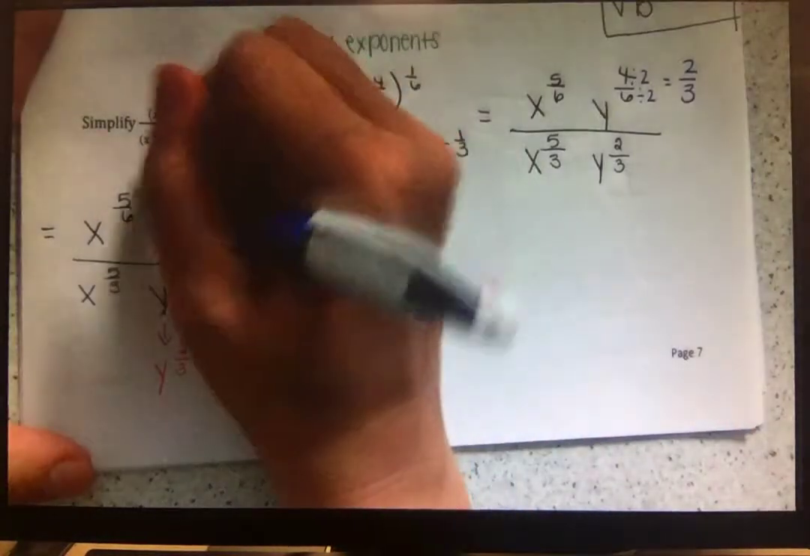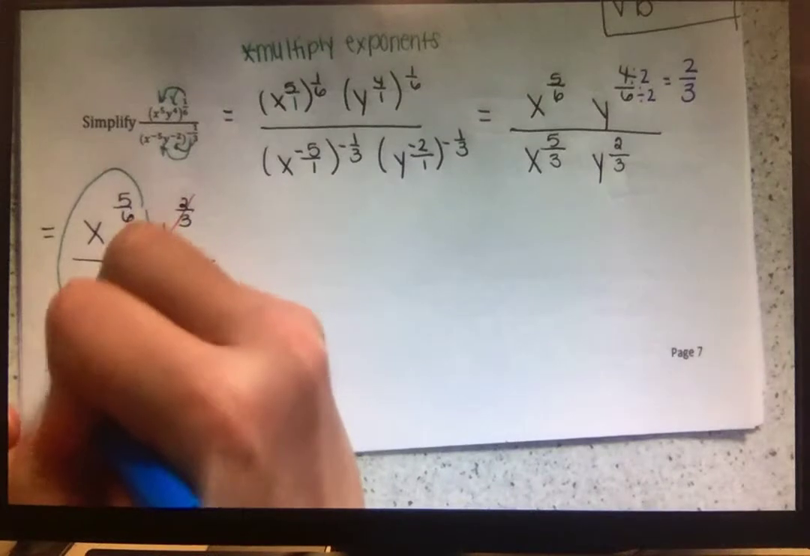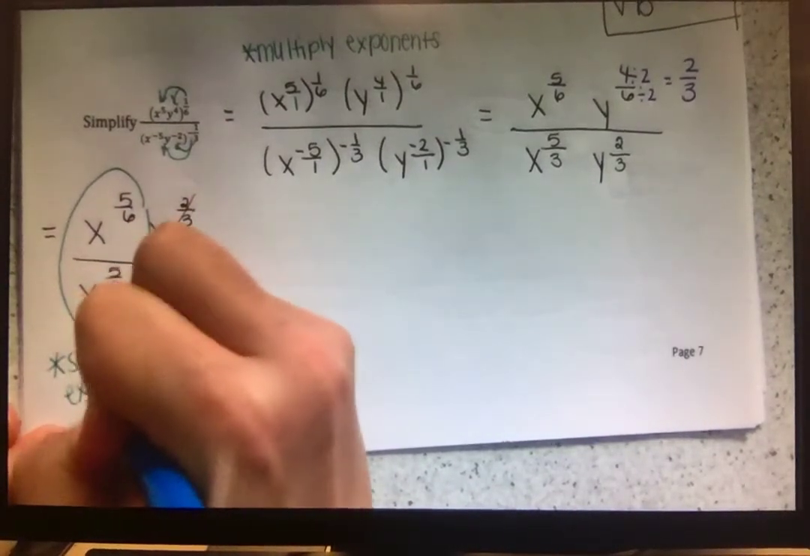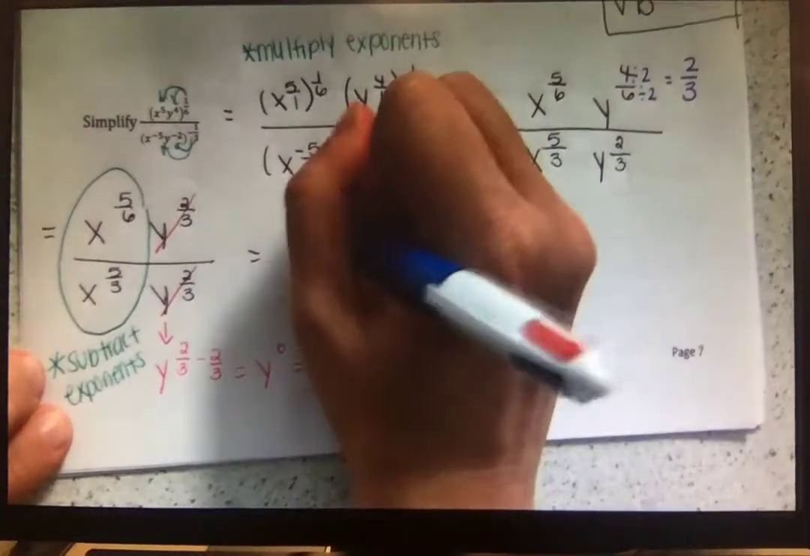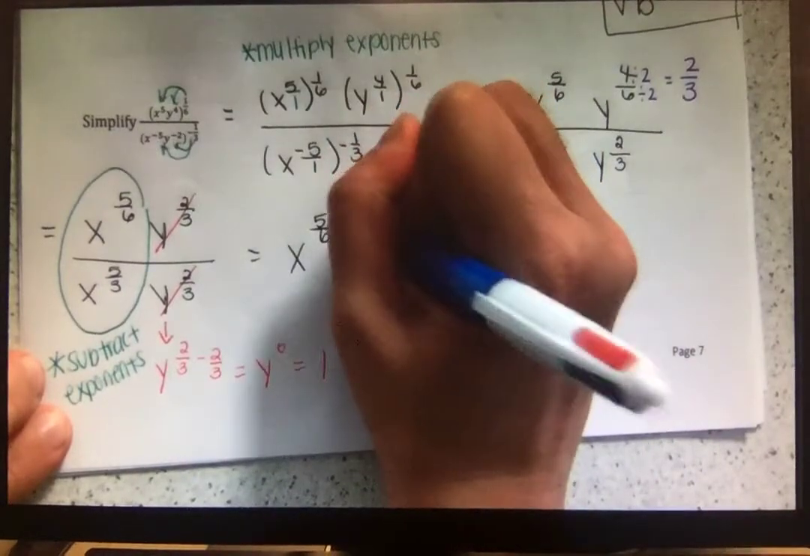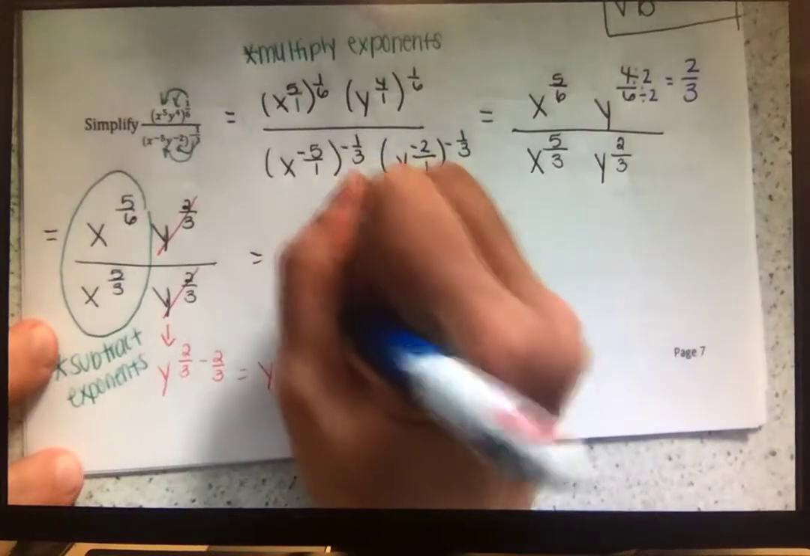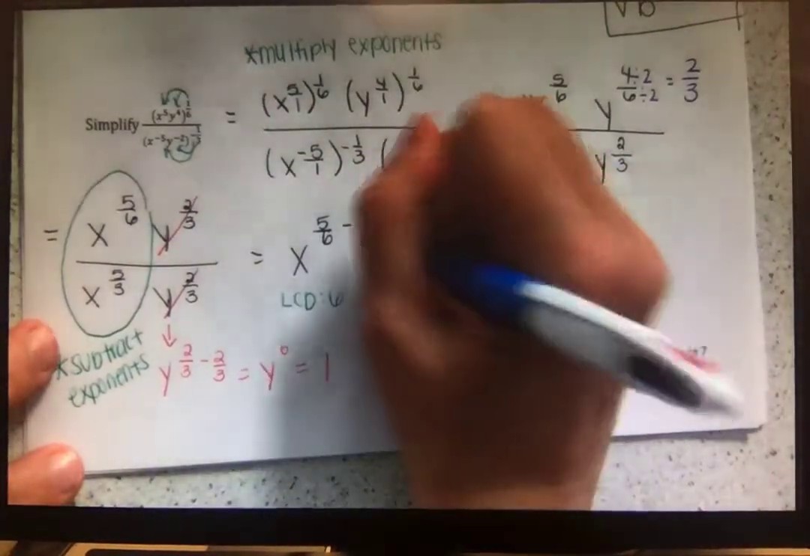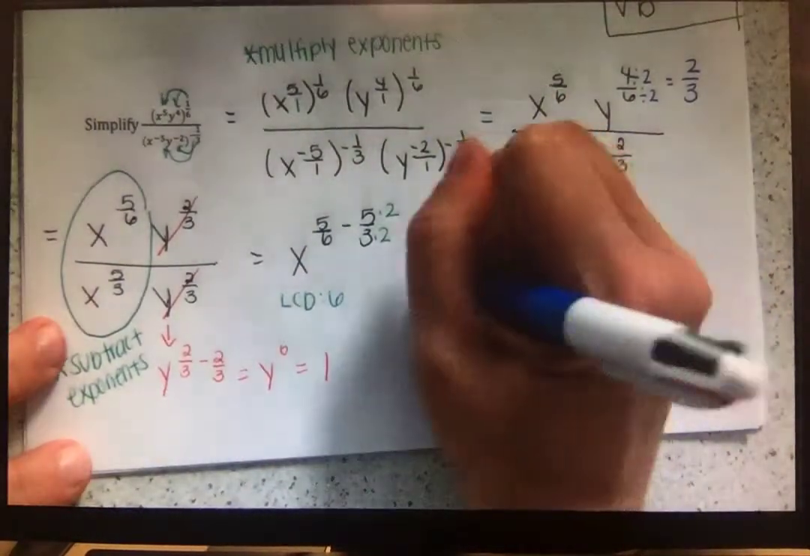So lastly, just simplifying these x's, x to the 5/6 divided by x to the 5/3. Because they're being divided, we can subtract our exponents. So we have x to the 5 over 6 minus 5/3. In order to subtract these fractions, we have to get an LCD, which in this case is 6. The first denominator is already 6, so it's good to go. The second denominator is missing a 2, so we're going to multiply that to the top and the bottom.